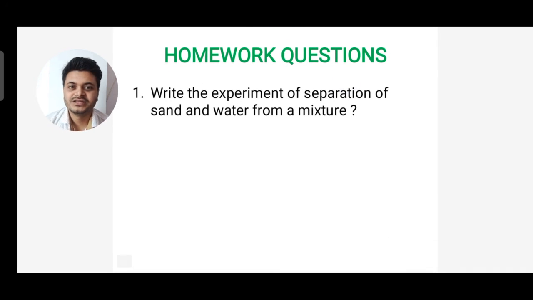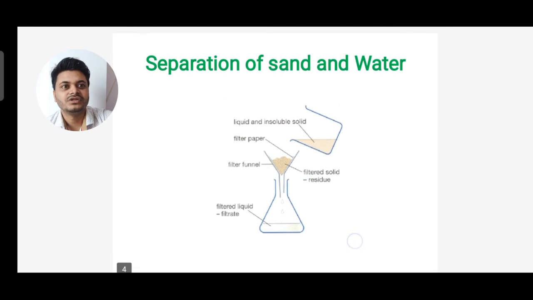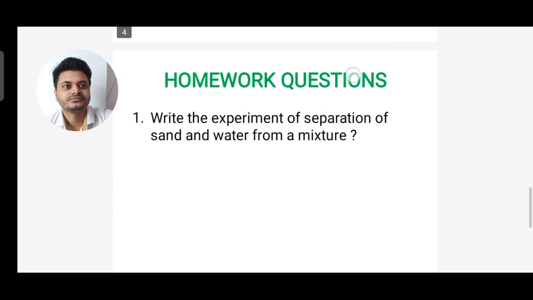Now students, this is the homework question. Write the experiment of separation of sand and water from the mixture. You have to copy down this experiment, how you can separate a mixture of sand and water, and you have to draw this diagram of filtration. You draw it with pencil and label it with pencil.